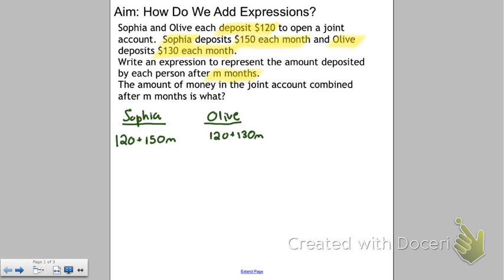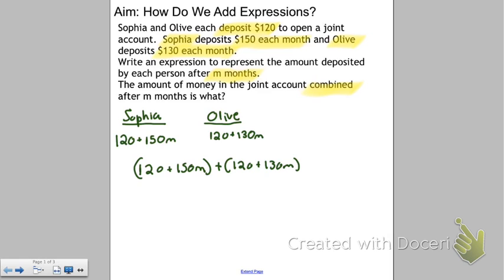Now I need to find the amount of money in the joint account combined. Combined means together. So we're going to take Sophia's 120 plus 150M, and we're going to add that to Olive's, which is 120 plus 130M. So I put each expression in their own set of parentheses. Now I'm going to get rid of my parentheses using the distributive property.